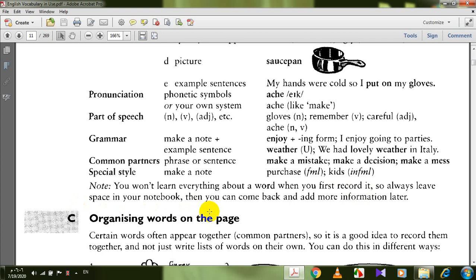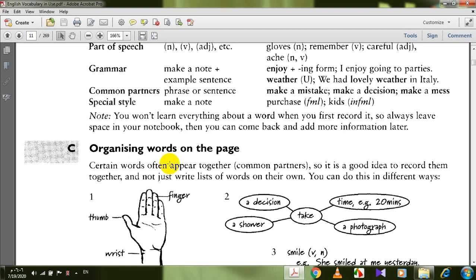Then you can come back and add more information later. It is very important for you as a learner to leave a specific space so that once you remember something on the word, you write it down in the space left, okay? C, organizing words on the page.